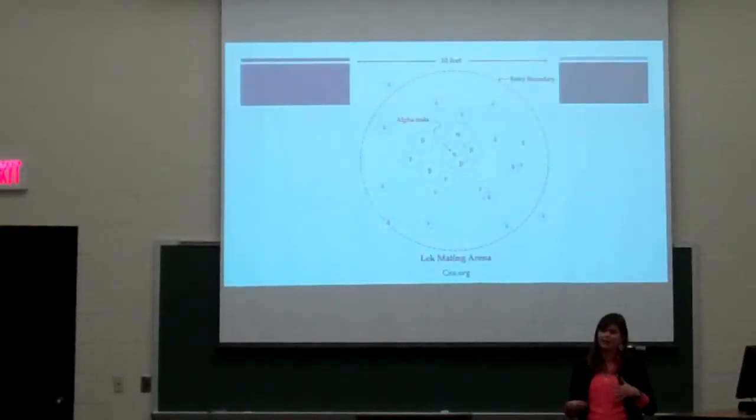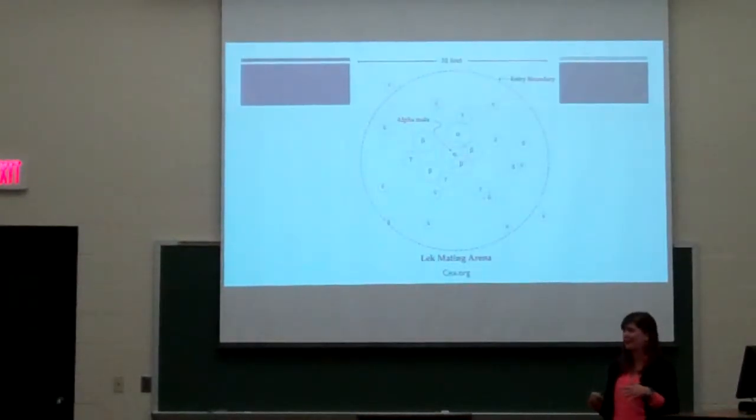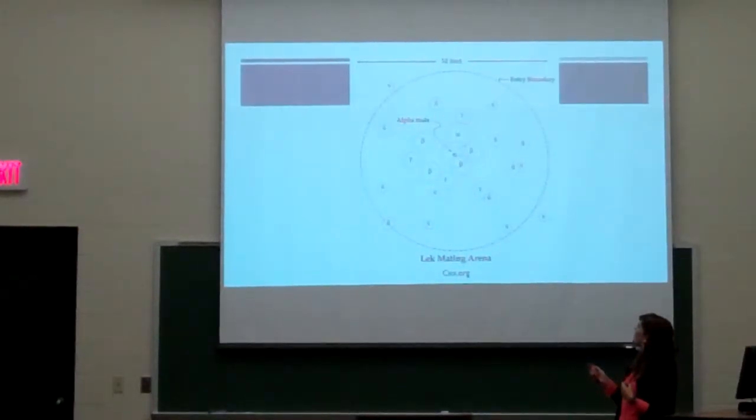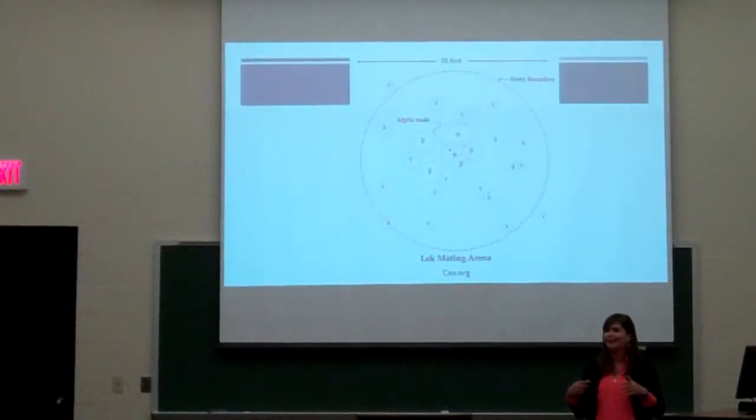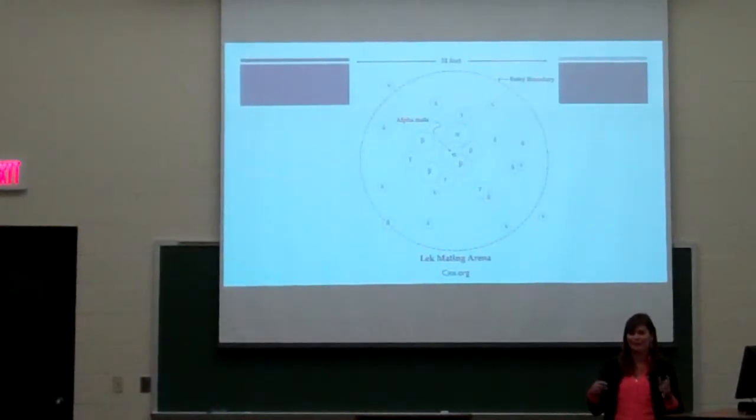Okay, so here's a quick example of how lekking works. There are the males that congregate in the center, and then the females are around the circle. There was one paper that called this a supermarket for the females, because the females literally watch the males show off and fight, and the female just goes, I want to mate with that one, and that's how lekking works.